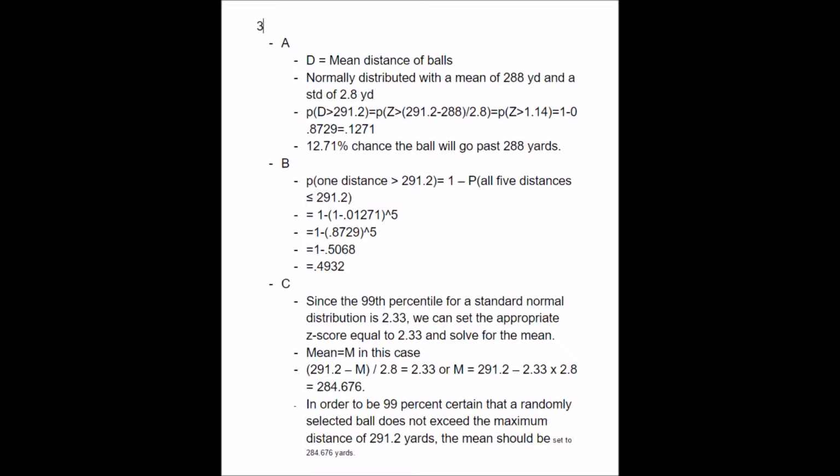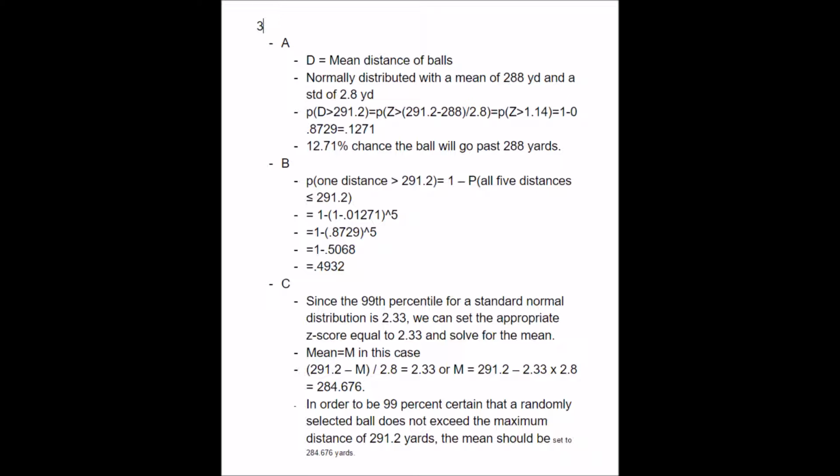Part C. Part C asks, if the manufacturer wants to be 99% certain that a randomly selected ball will not exceed the maximum distance of 291.2 yards, what is the largest mean that can be used in the manufacturing process? So, the 99th percentile for a standard normal distribution is 2.33. So we set the appropriate z-score equal to 2.33 and solve for the mean.